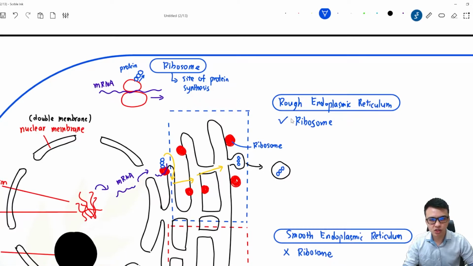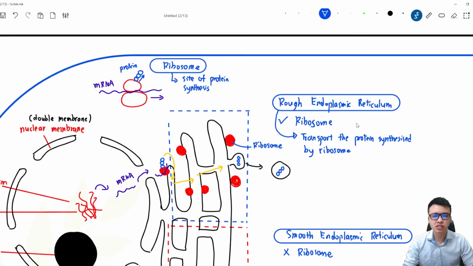So the rough endoplasmic reticulum has the function to transport the protein synthesized by the ribosome. Alright, so this is the most important thing you guys need to know about the rough endoplasmic reticulum.